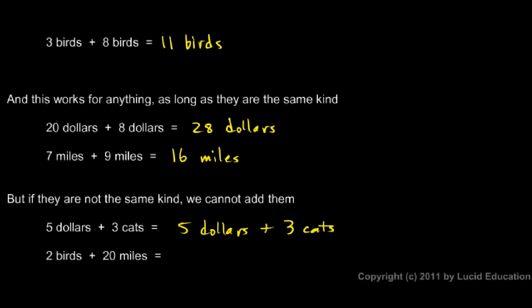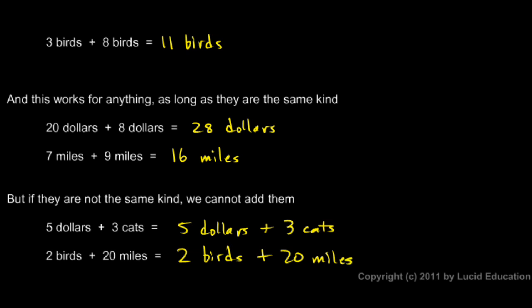So if you have 2 birds and 20 miles, all you can say is that you have 2 birds and 20 miles. You don't have 22 of anything. So you can't combine these 2 items that are of different kind.